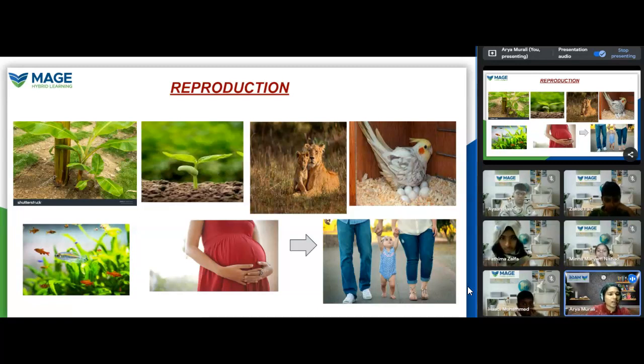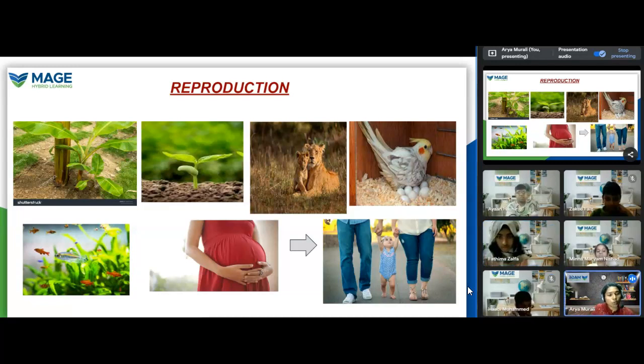So what about lion, tiger, and other large animals? They give birth to their young ones, like humans do. And what about birds? They lay eggs. What about fishes? They also lay eggs. Yes, some fishes give birth to young ones also.